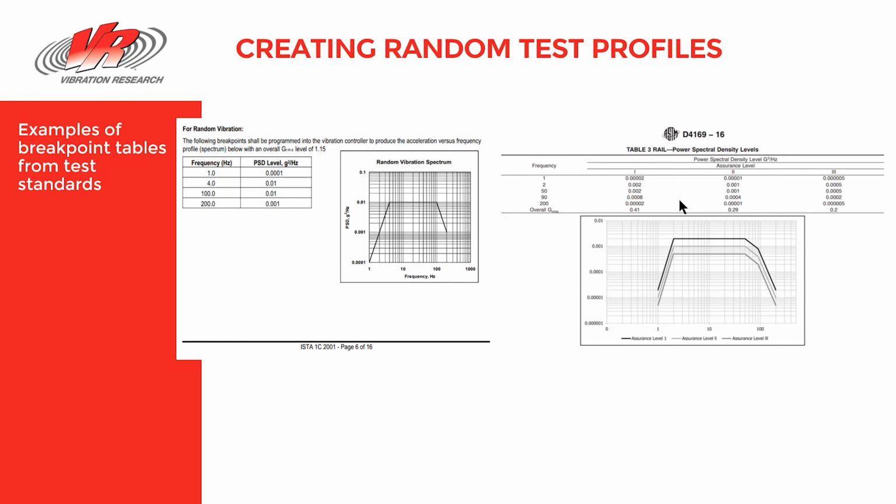Here are two examples of breakpoint tables from test standards. The first here is from an ISTA test standard. You can see that it provides frequency and amplitude values, as well as an overall GRMS value and the associated PSD. The one on the right is from an ASTM test standard. We have our frequency values, our overall GRMS values, as well as power spectral density levels for different assurance levels and the associated PSD.